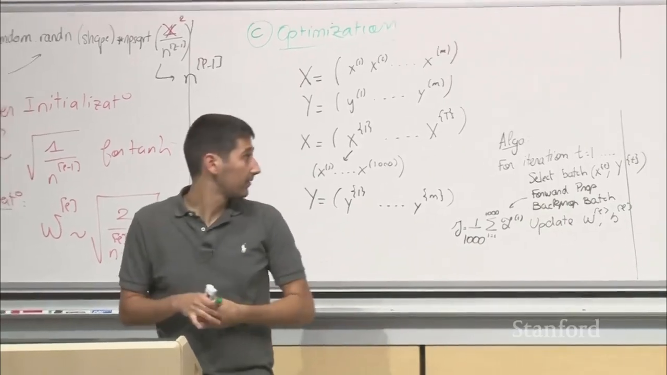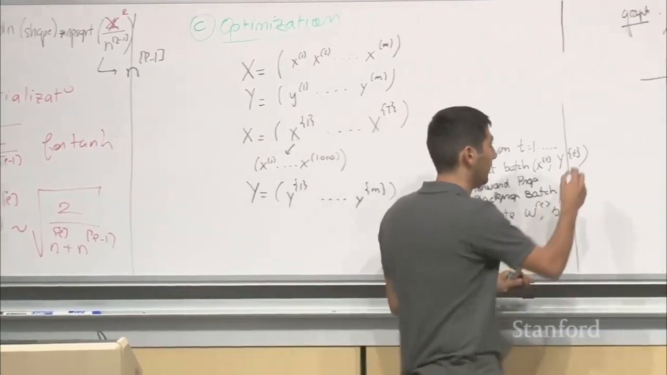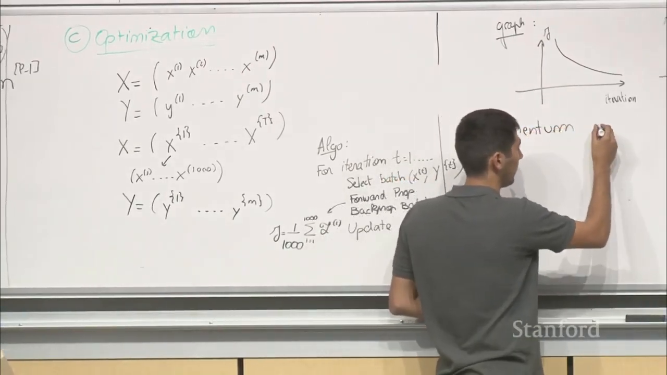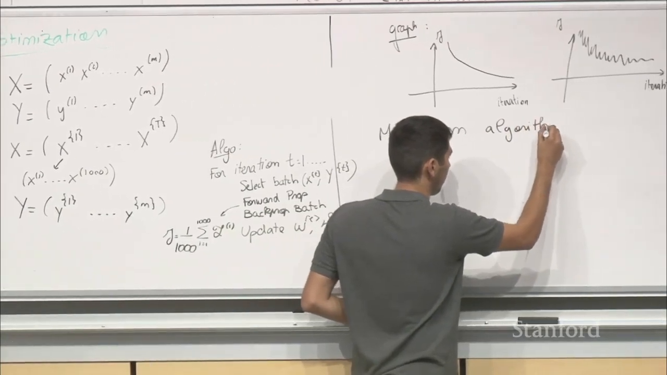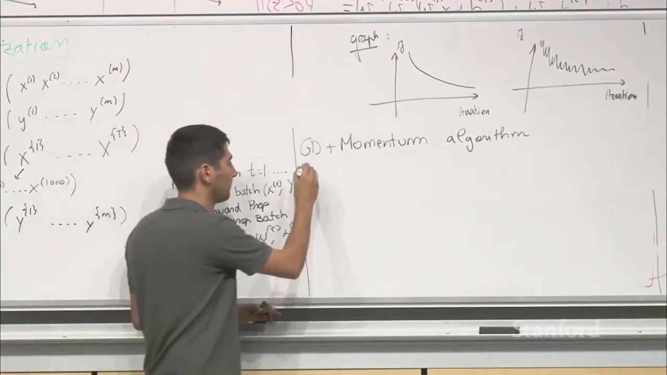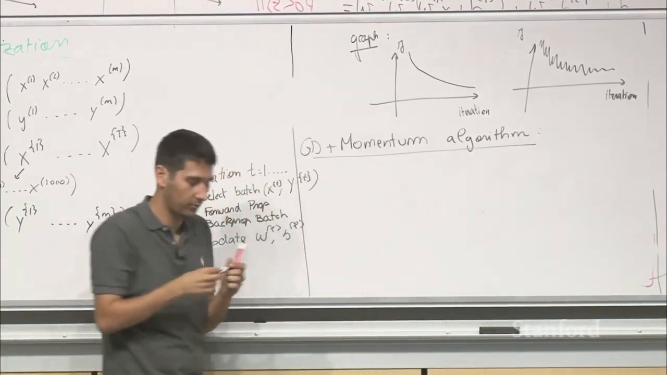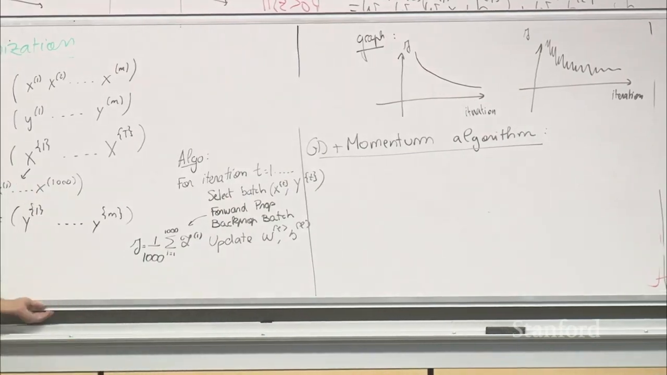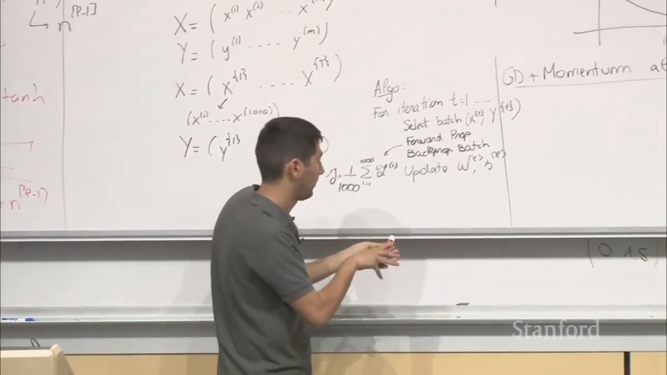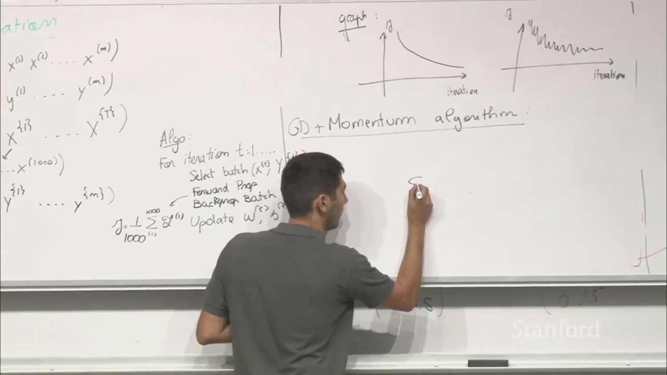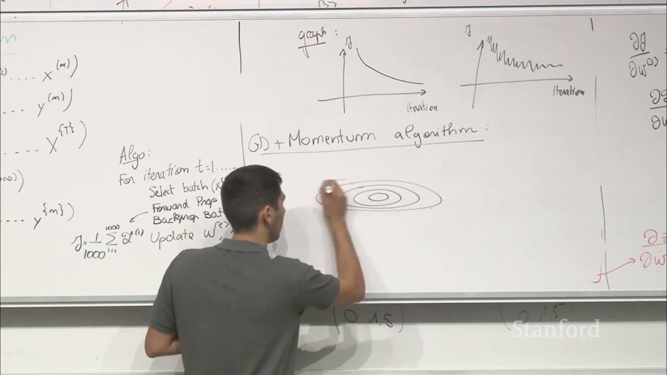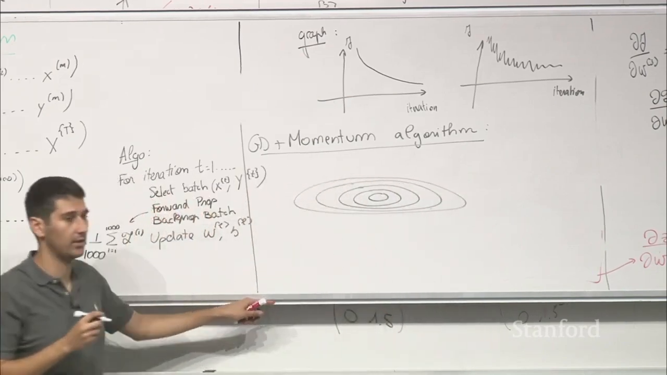Now there is another algorithm that I want to go over, which is called the momentum algorithm, sometimes called gradient descent plus momentum algorithm. So what's the intuition behind momentum? Let's look at this loss contour plot. And I'm doing an extreme case just to illustrate the intuition.